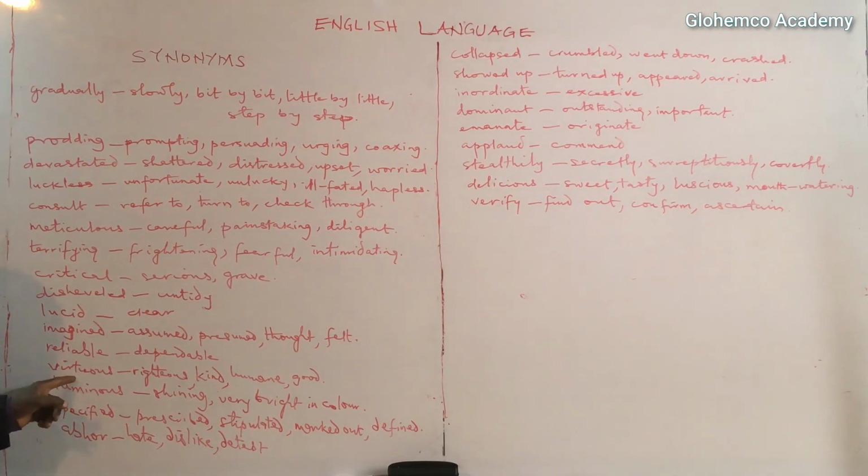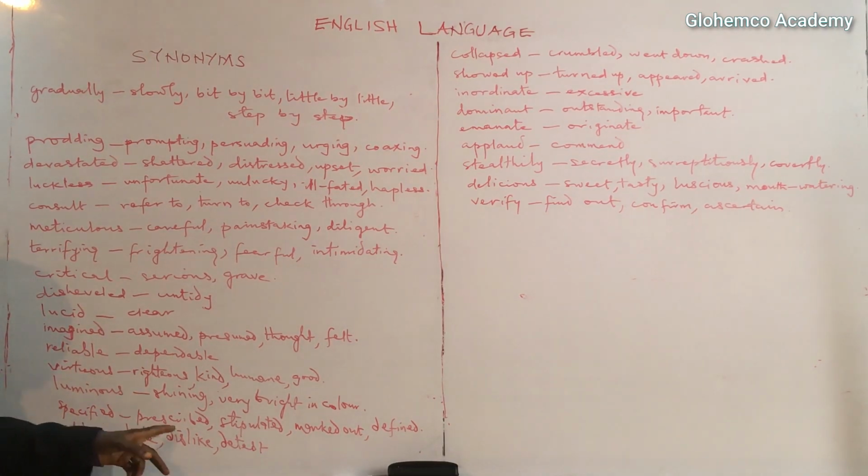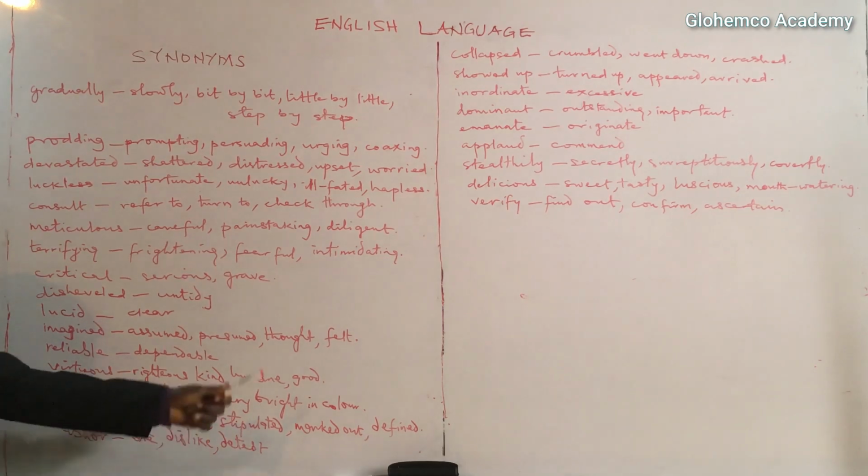Now we have virtuous. Virtuous can mean righteous, it can mean kind, it can be humane, it can be good. Now the opposite of this is vicious. There you have virtuous. Alright, luminous. Luminous, something that is shining, very bright in color, very shiny. So that's luminous. So you have specified, it's like prescribed. So prescribed, stipulated, marked out, and defined.